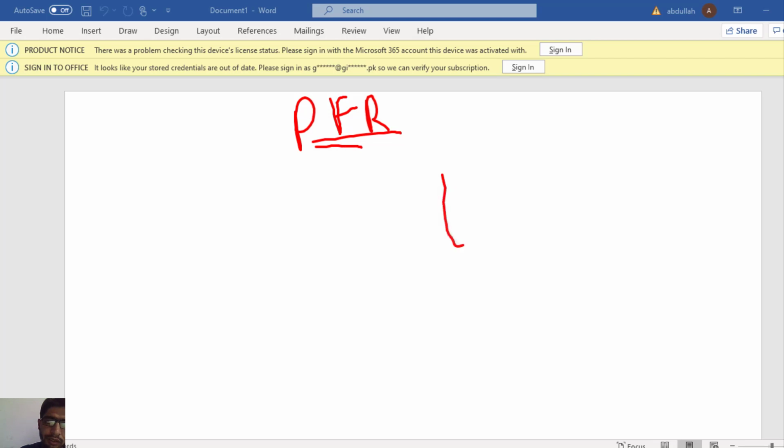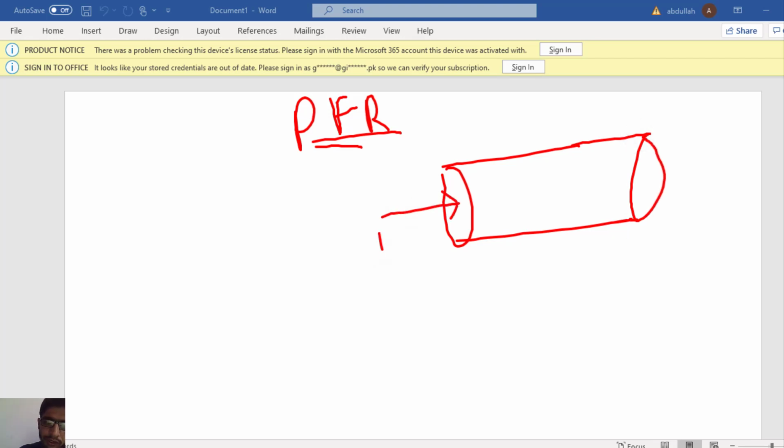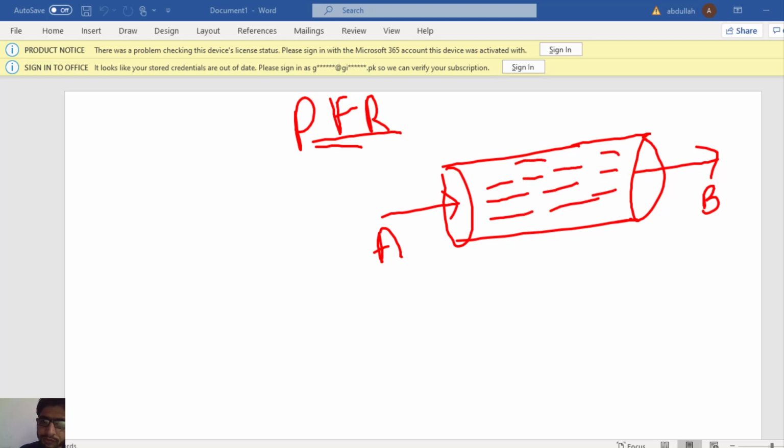It is a reactor like this, in which the reactant A enters and the product B is produced. The reactant A here is converted. This is a plug flow reactor.